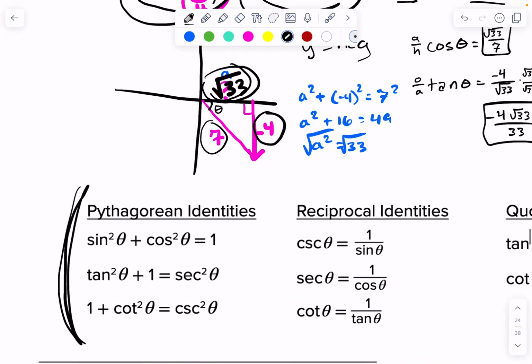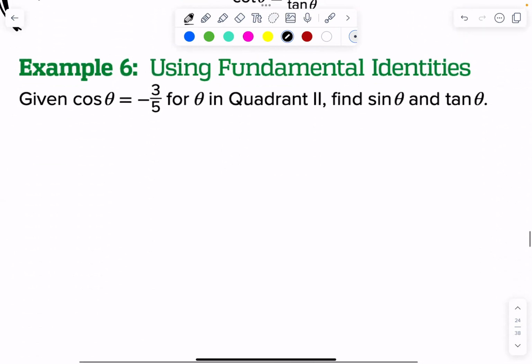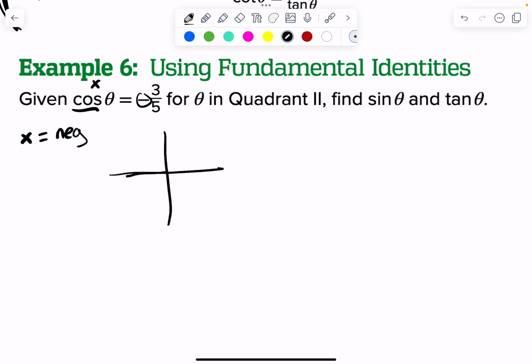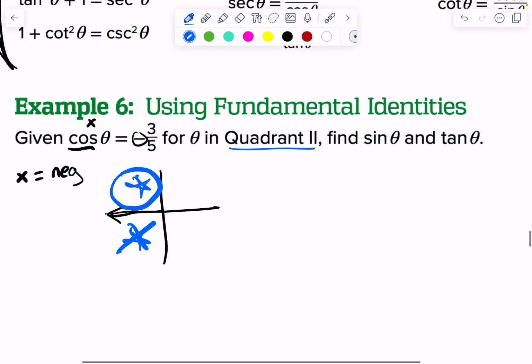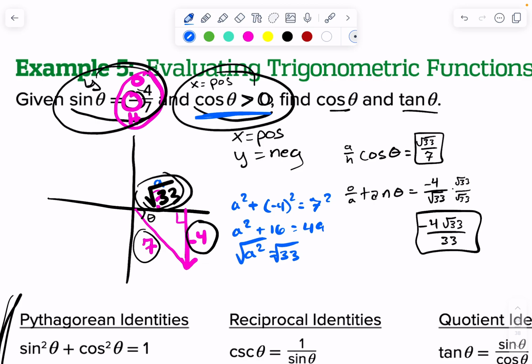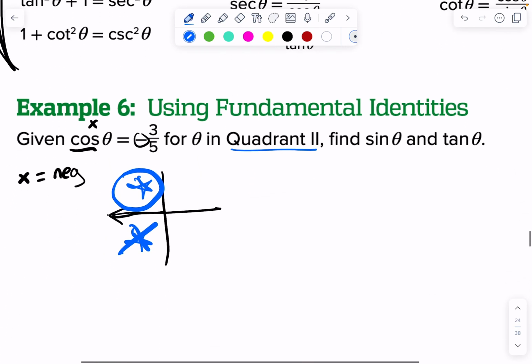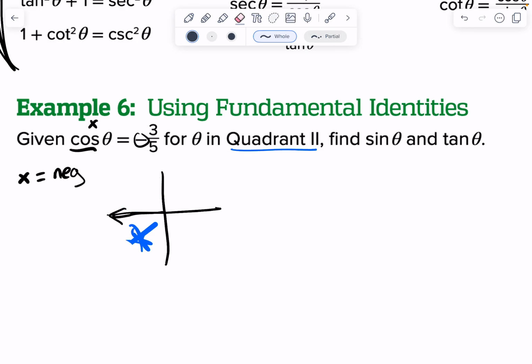This example 6 is going to be very, very similar to example 5. They say cosine here is negative, and cosine is the x coordinate. So for now, we have x is a negative coordinate, right? Negative 3/5. If x is negative, then we're going to the left, so he's either here or here, right? And then they say theta is in quadrant 2. So they tell me specifically we have to be in quadrant 2 and not in quadrant 3. They just went right out and said it. They didn't even do the whole, now find what the y coordinate is. They just said flat out, it's in quadrant 2. No guesswork there, all right?